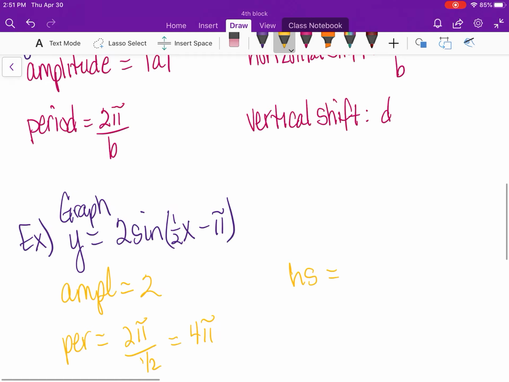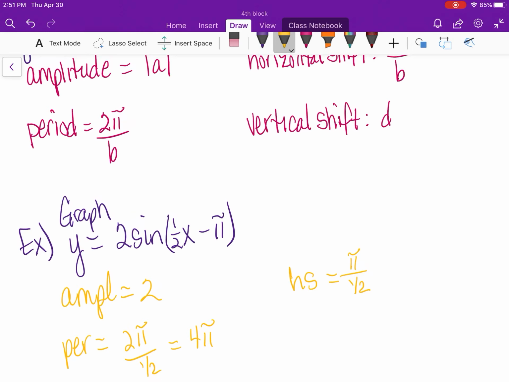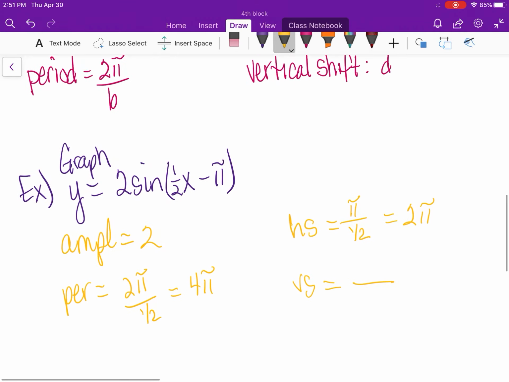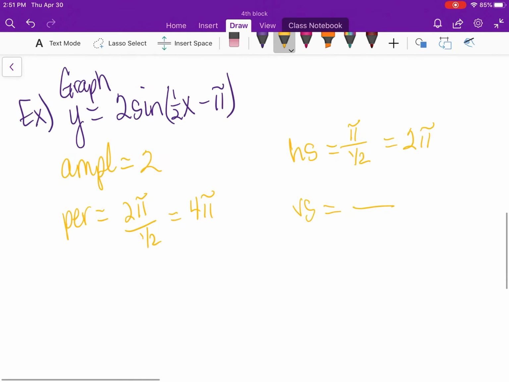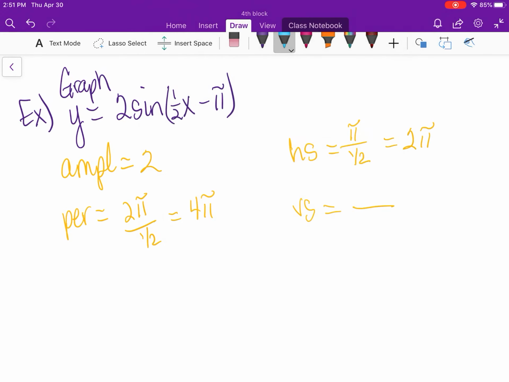My horizontal shift is c over b. My c is pi. My b is 1/2. Once again, we're dividing by 1/2, which is the same as multiplying by 2, so my horizontal shift is 2 pi. And then this one doesn't have a vertical shift. And we see very few with vertical shifts on your assignment, so you won't really have to worry about that a whole lot. And really, I think that transformation is a little easier for you all to get anyway, so that works out.